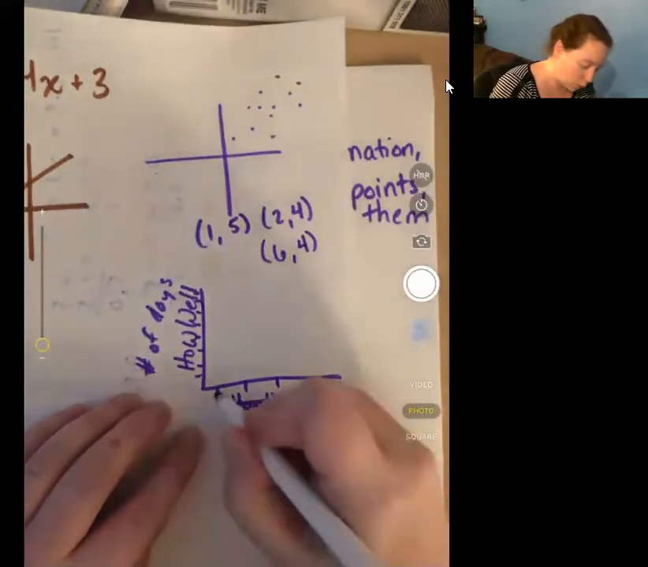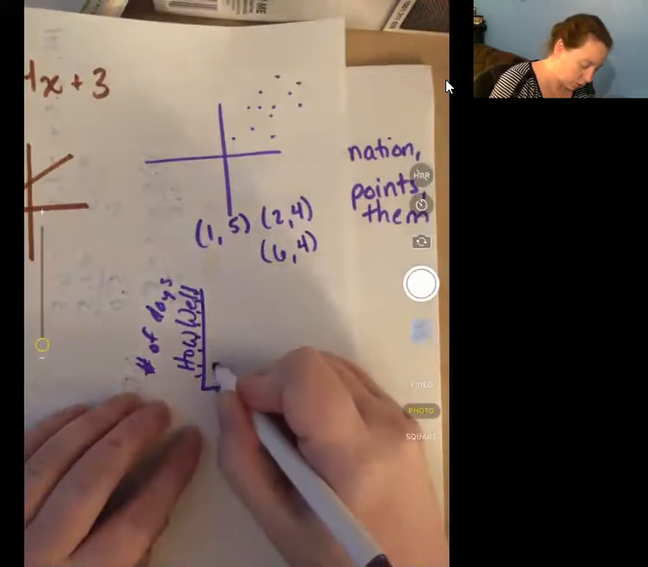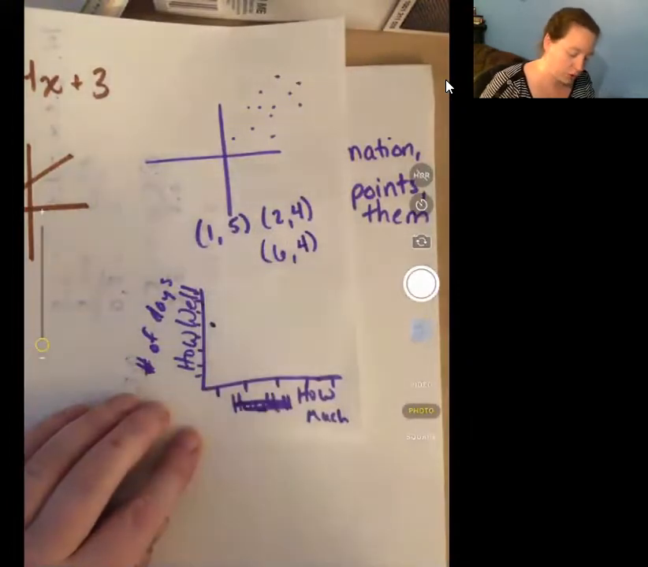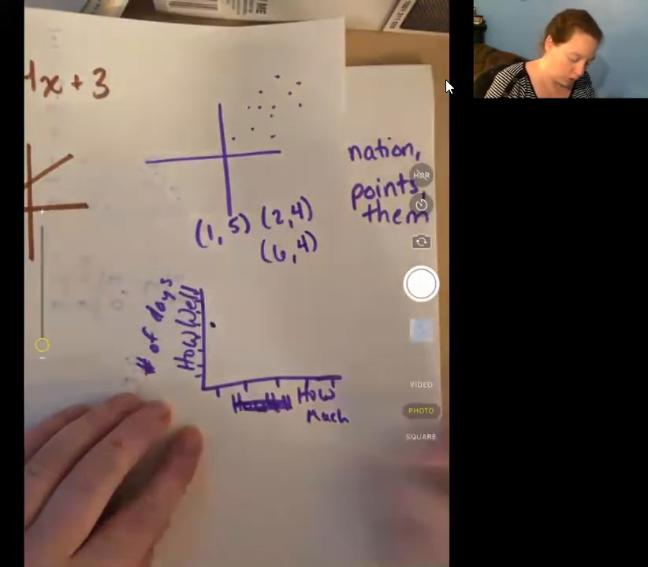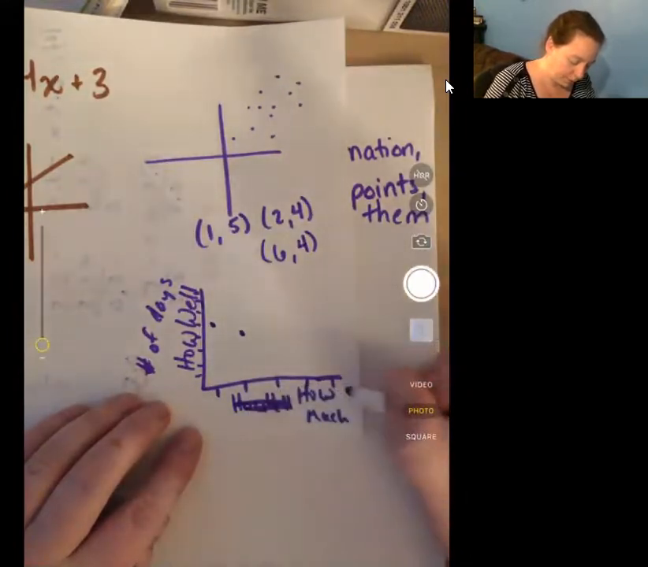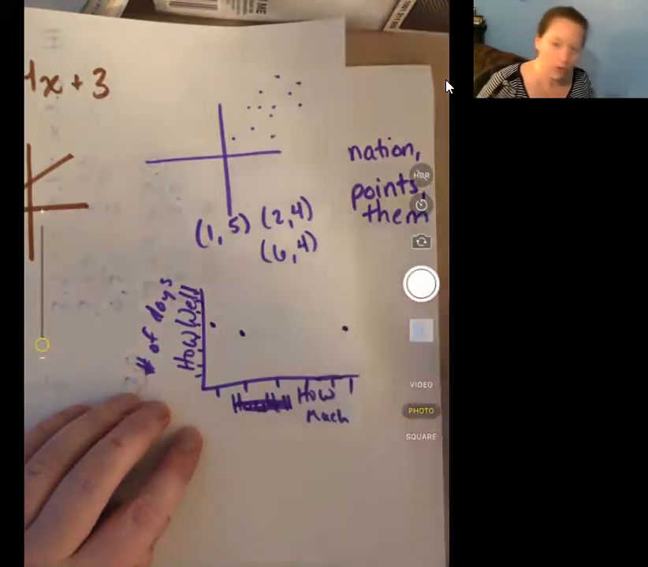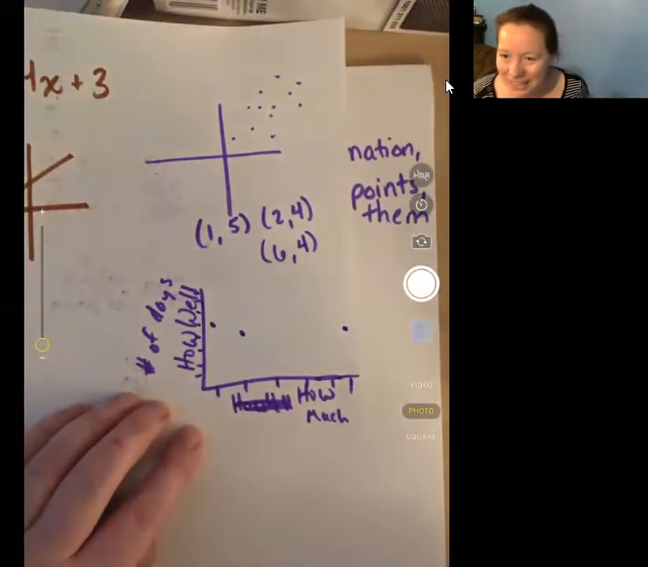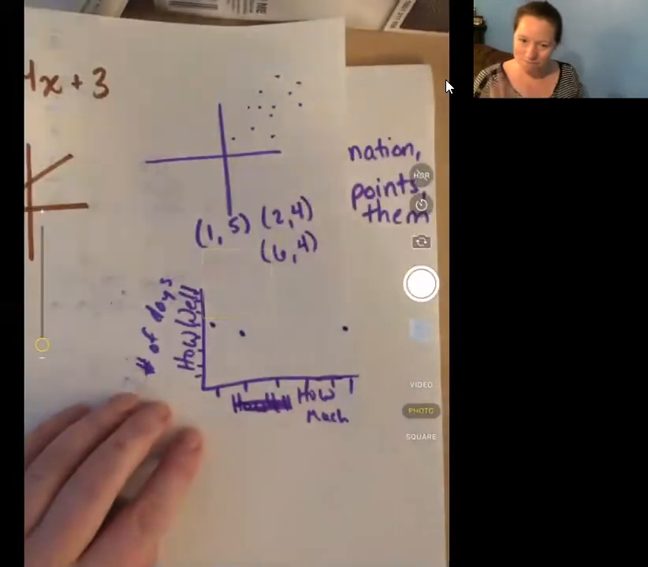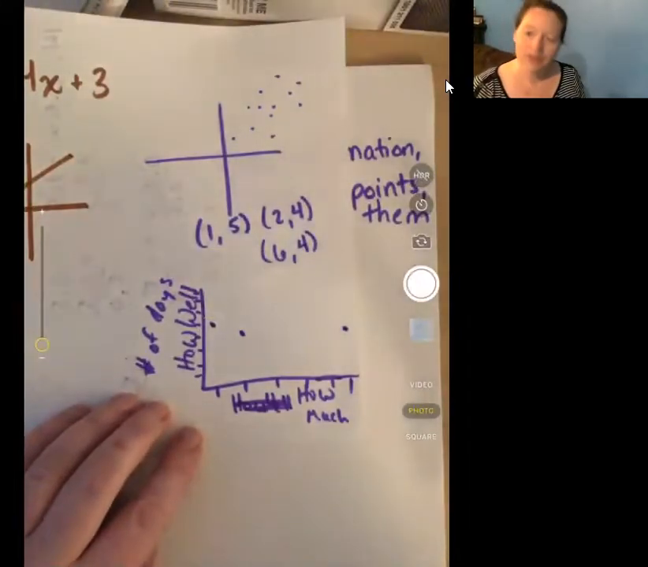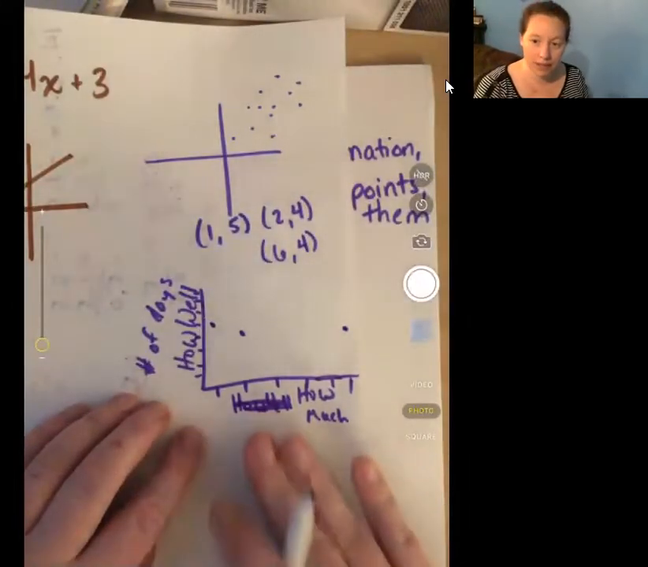So if I was at 1 and 1, 2, 3, 4, 5, that would be the first point. Then 2, 4; 3, 4; 5, 6, 4. See how that doesn't make a line? It's just kind of there. This is what we do with a scatter plot.